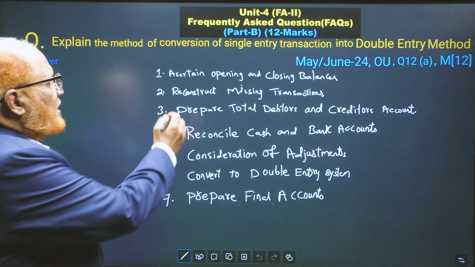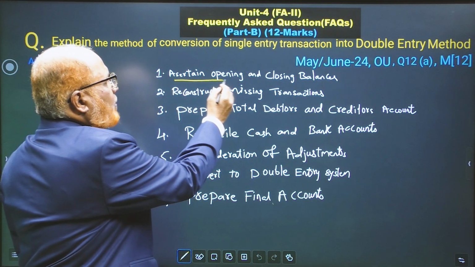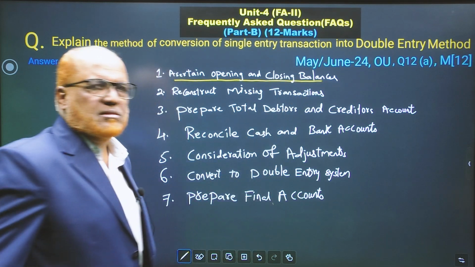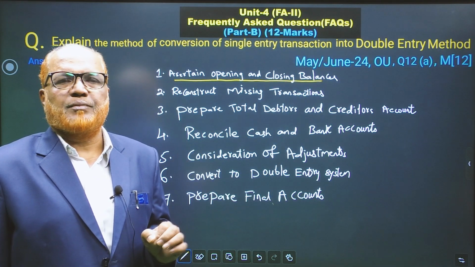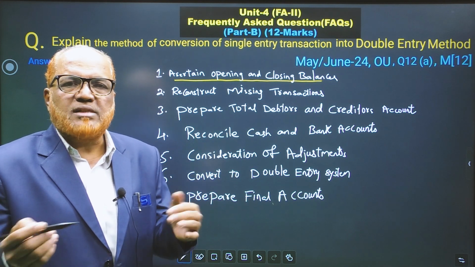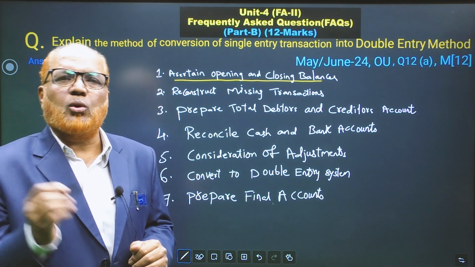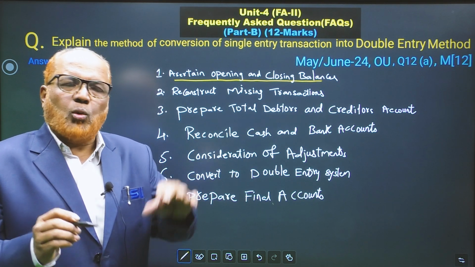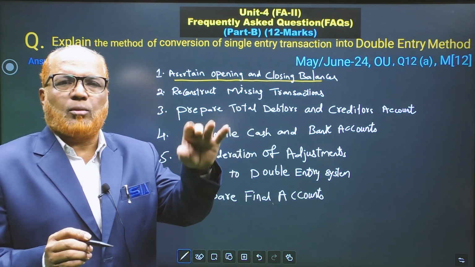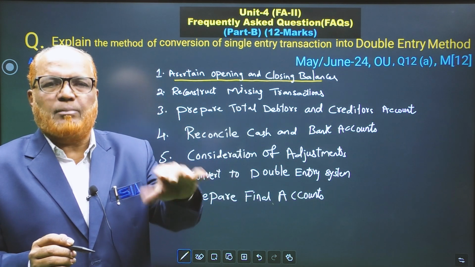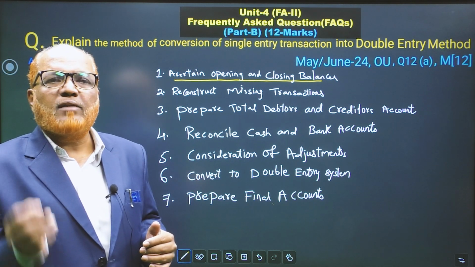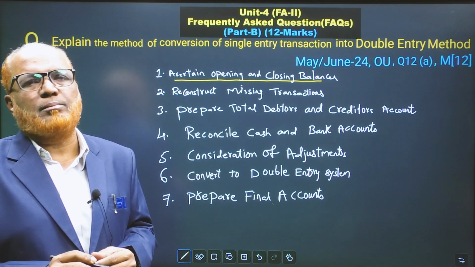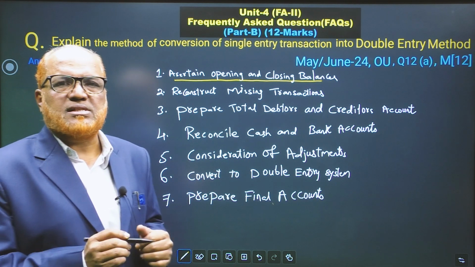The first step is to ascertain the opening and closing balances. With the incomplete information in the problem, in the business, we have to ascertain the opening and closing balances. Sometimes opening balances of cash account, bank account, debtors account, some liabilities account, some assets account are given. And we have to find out the closing balances. That is the first step.